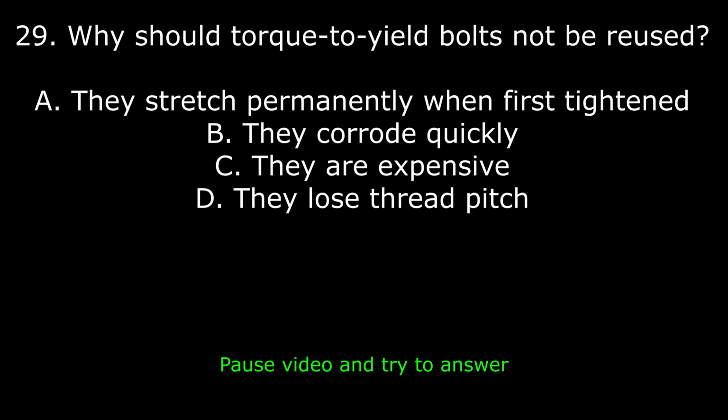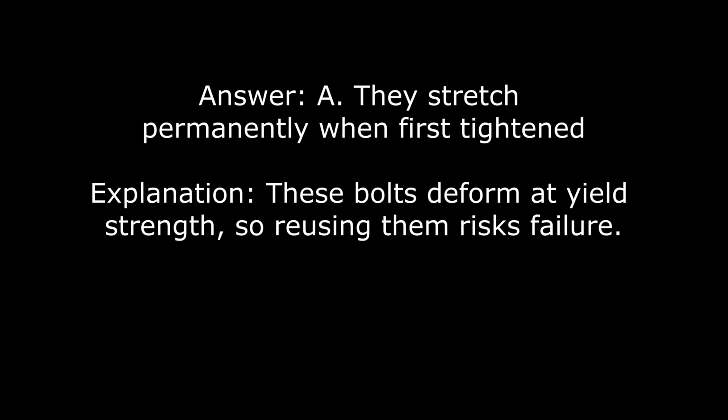29. Why should torque-to-yield bolts not be reused? A. They stretch permanently when first tightened. B. They corrode quickly. C. They are expensive. D. They lose thread pitch. Answer A. They stretch permanently when first tightened. Explanation: these bolts deform at yield strength, so reusing them risks failure.